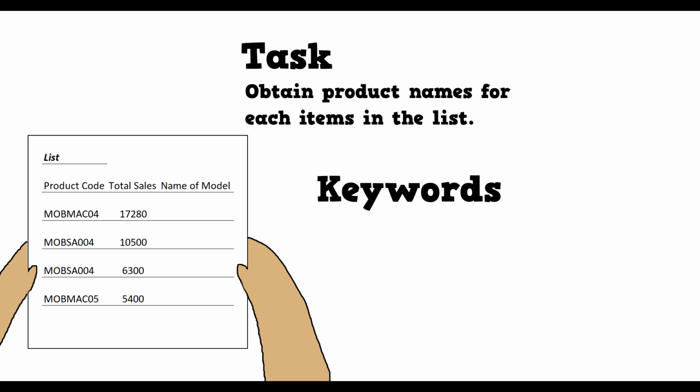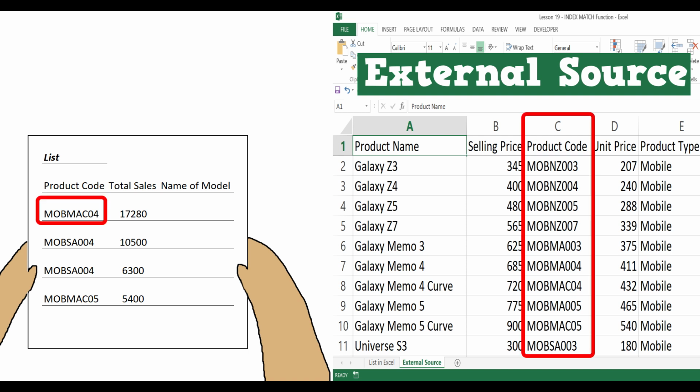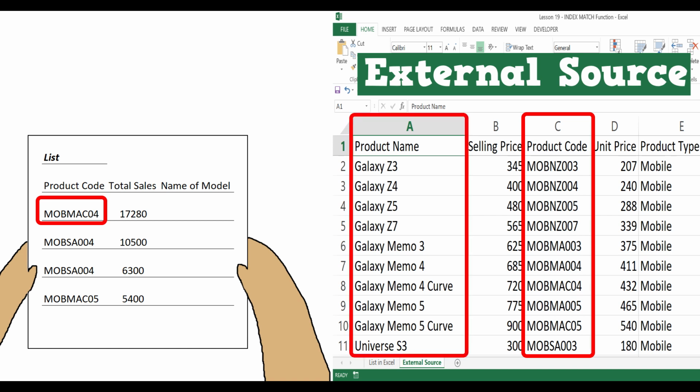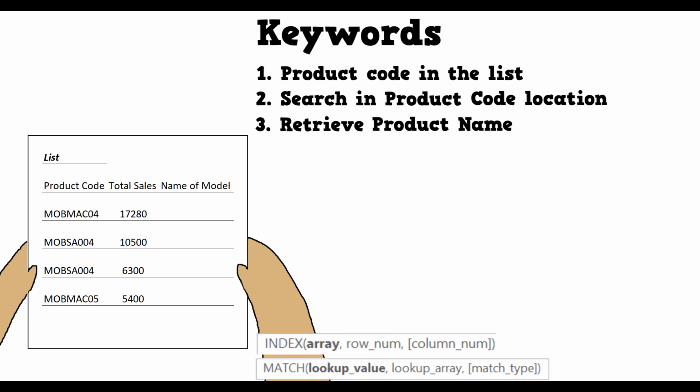How would you do this manually? We need another data source to find a common identifier and the product name. Based on our keywords, we need to manually look for product code in the list and search inside the location where all product code can be found in the external source, and once found, retrieve the product name. We have identified 3 key phrases and the index and match function has a total of 6 arguments unfortunately.